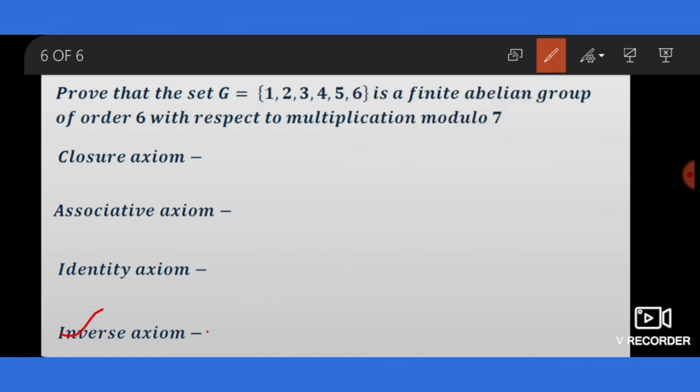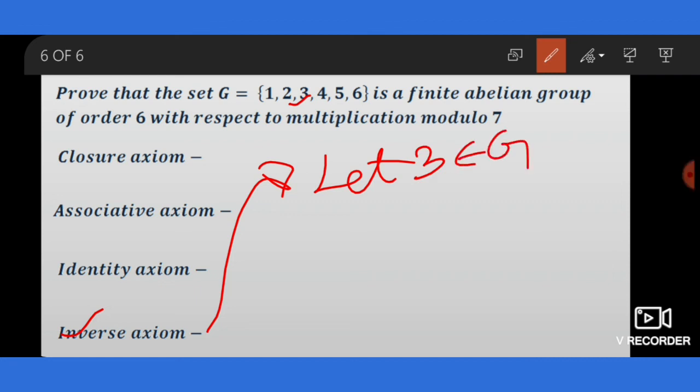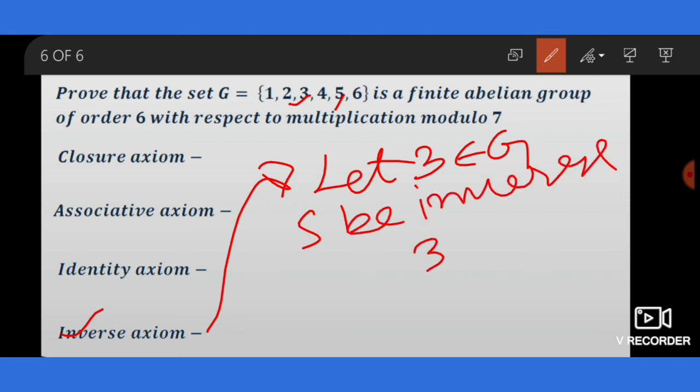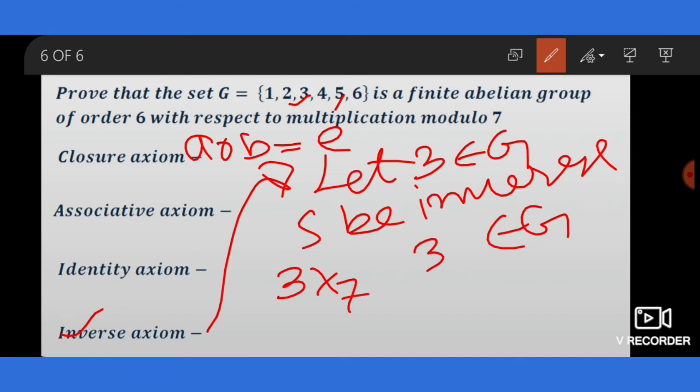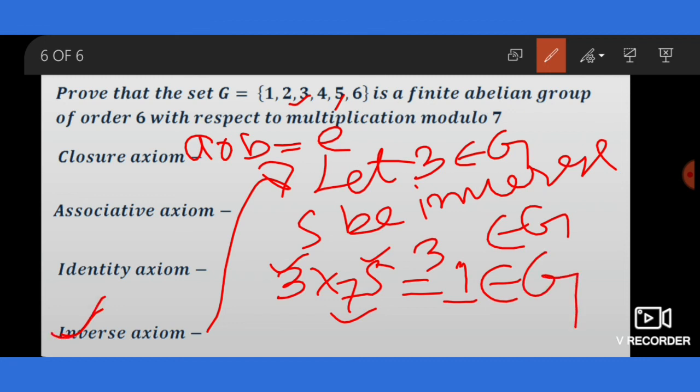Inverse axioms. Let 3 be an element of this set, 3 belongs to G, and 5 be the inverse of the element 3, which also belongs to G. By definition of group, A operation B equals E. Now 3 multiply modulo 7, 5 equals 5 into 3 equals 15 divided by 7, remainder 1. 1 is the identity of G and also belongs to G. Now inverse axioms are satisfied.